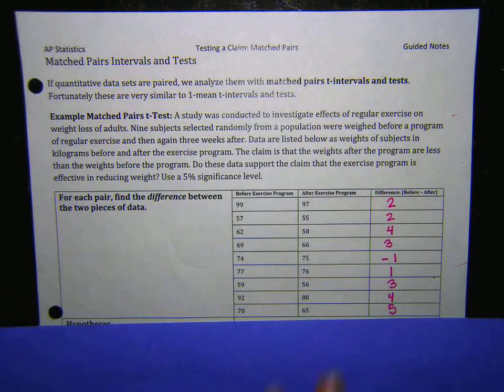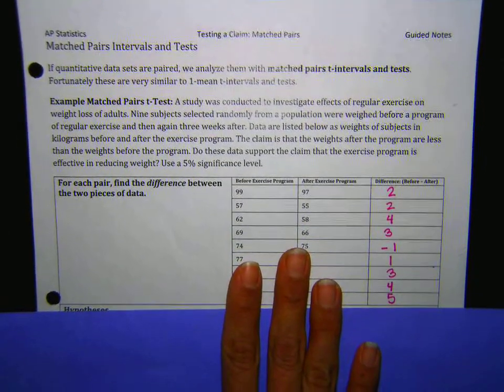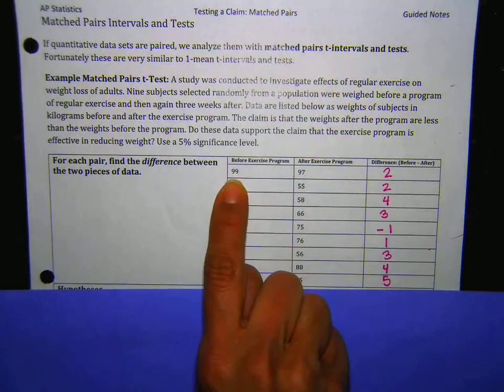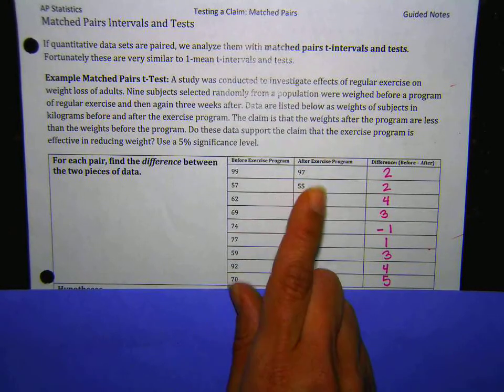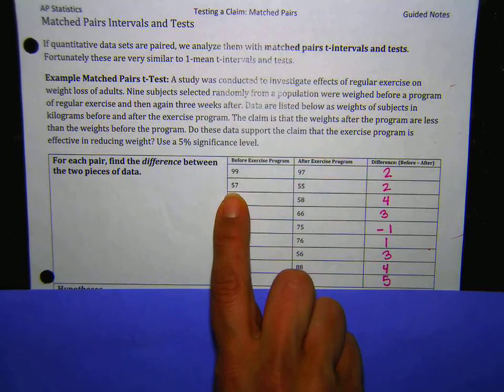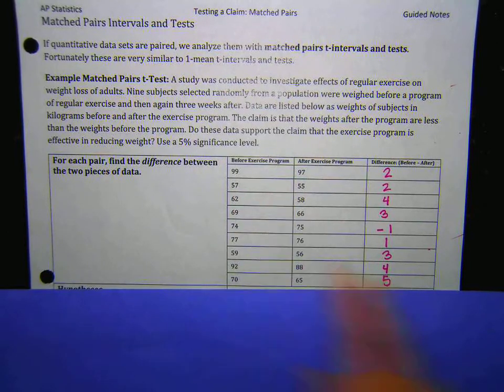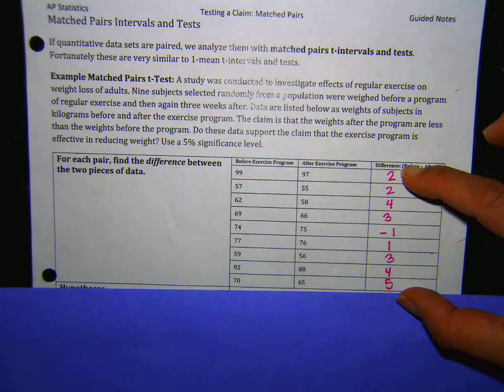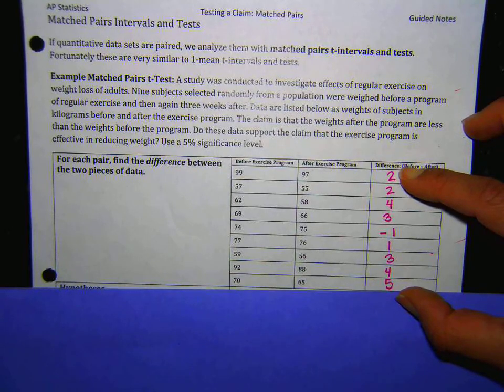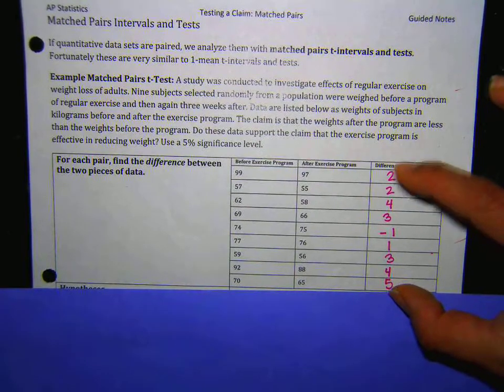If you notice here, I have these results that are paired by individual. The first experimental unit was at 99, and then after was at 97. And this is in kilograms. The next one was 57, and then after 3 weeks at 55. I took all these befores and afters and I subtracted them. Now it's important that you realize that we are going to use the difference. My focus is on the difference, the average weight loss between the start of the program and after the 3 weeks on the program. So this data is the data I'm going to use.